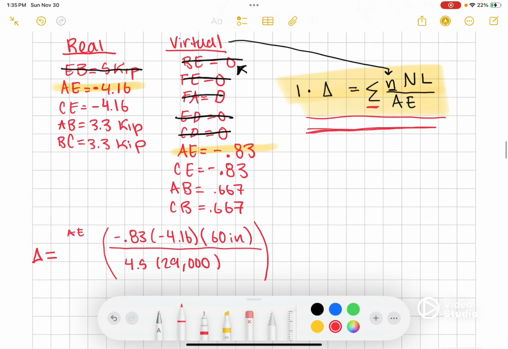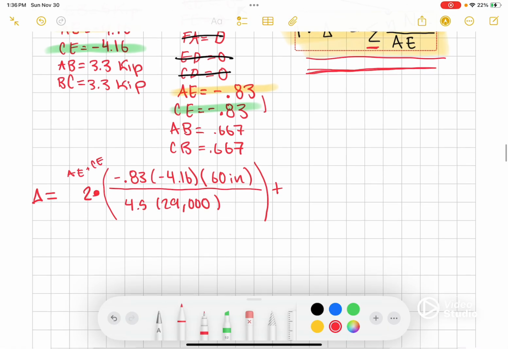Okay, now let's do our next one. Here, I'll highlight it in a different color. So we're going to go plus little n, so negative 0.83. Oh, hey, guess what? This is going to be the exact same equation. Look, we've got the exact same numbers, exact same symbols. So we can just do AE and CE. Right, we can just do 2 times this equation. Isn't that nice? And look what's going to happen.